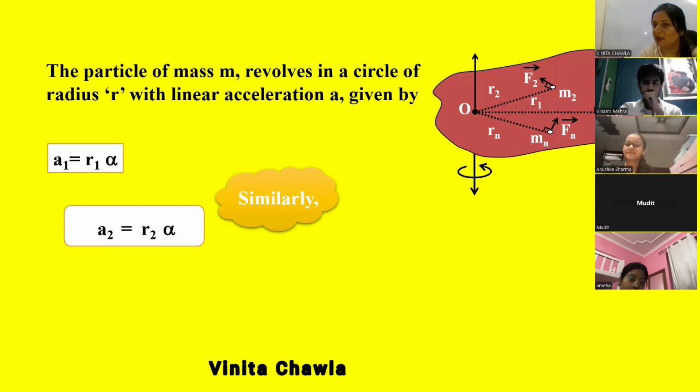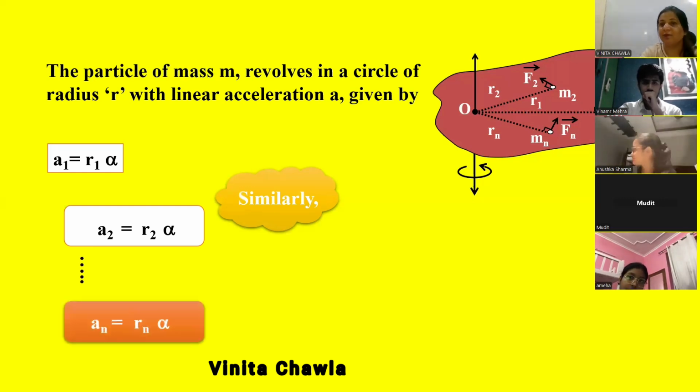So we can write for individual particles. Acceleration of first particle is a1. a1 is r1 alpha. Similarly, we can write acceleration of second particle. It's a2. a2 is r2 alpha. We can write acceleration for nth particle, an, it's rn alpha. ठीक है? So we have written accelerations for individual particles.